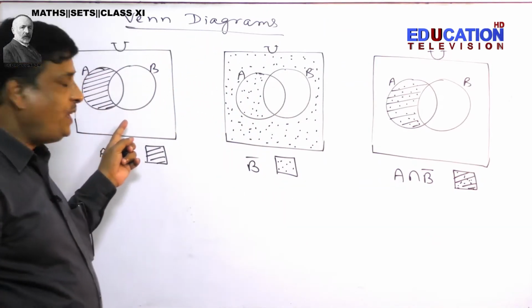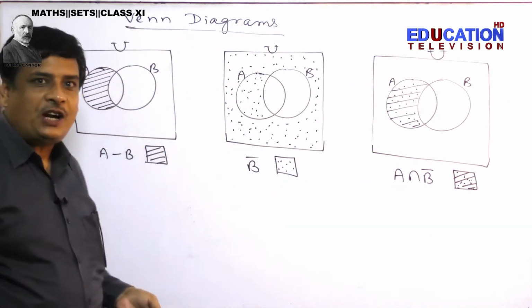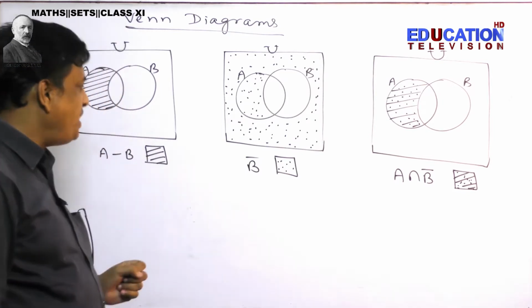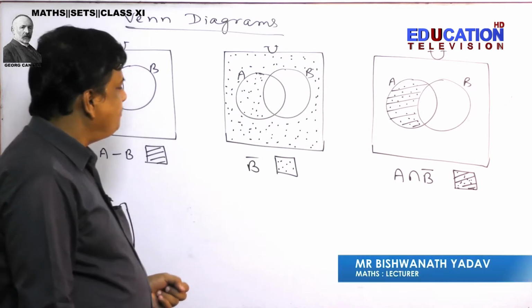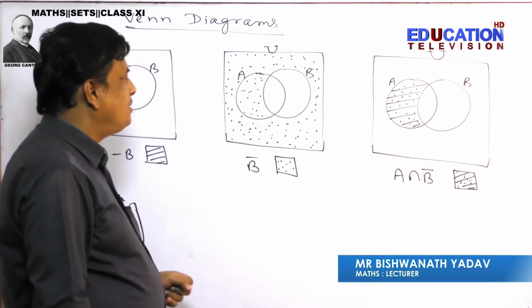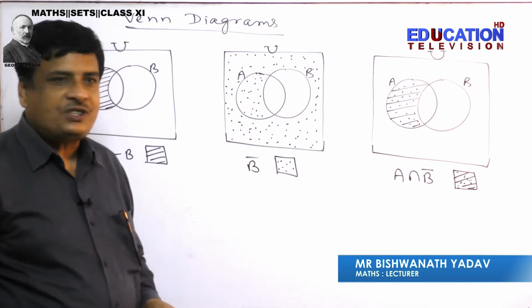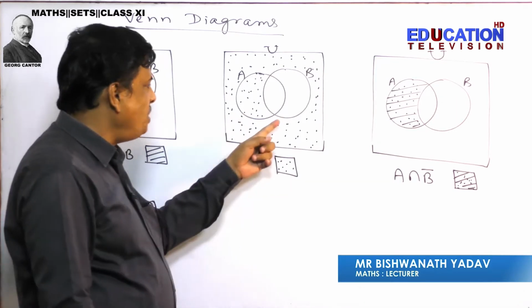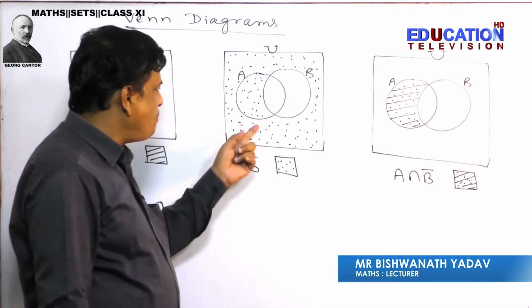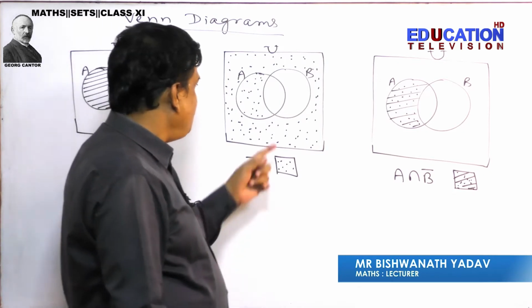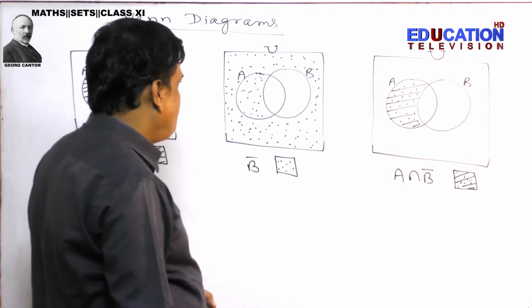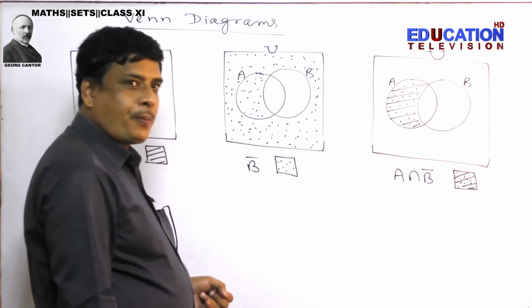First, A minus B. A minus B is the part of set A excluding the part of B. This is A minus B. Second, B complement means the part of the universal set outside set B, excluding the part of B. So this is B complement. And the common part of these two, of B complement and set A.